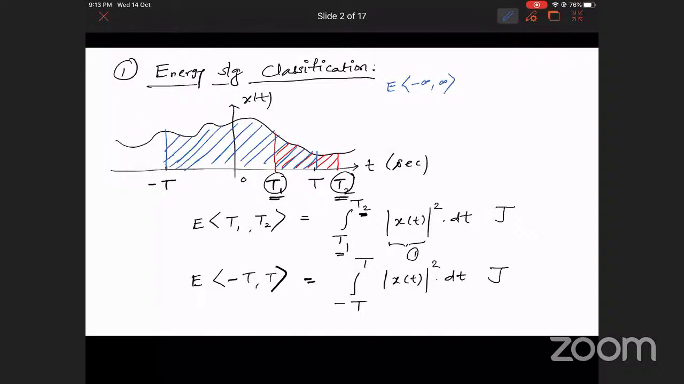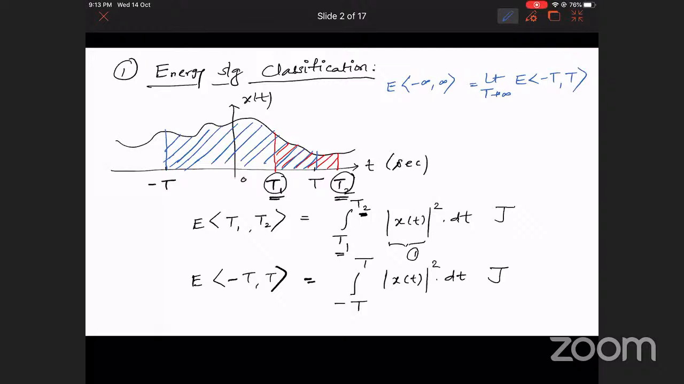I'm just going to do this very smartly. Smartly means what will I do? I will not actually calculate the energy from minus infinity to infinity. I will calculate the energy from minus T to T only, but I will say where my T is tending to infinity. Come on, it is one and the same thing. It is one and the same thing.